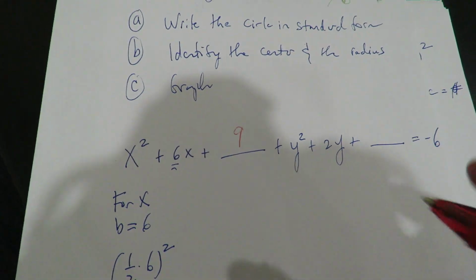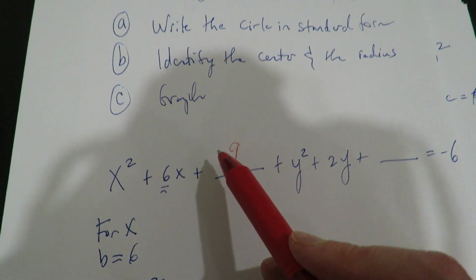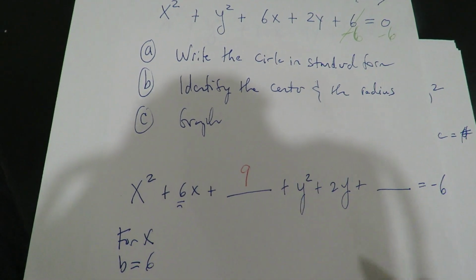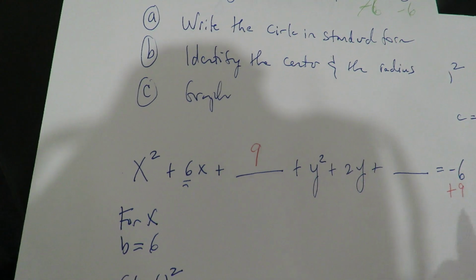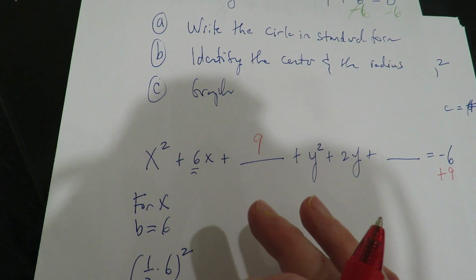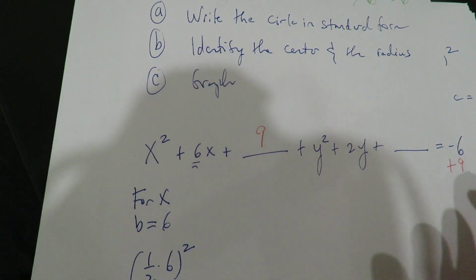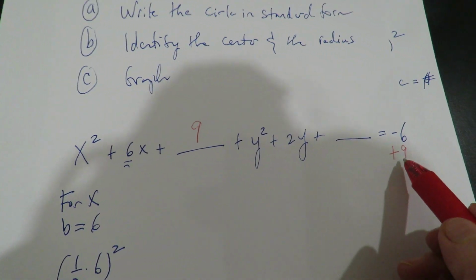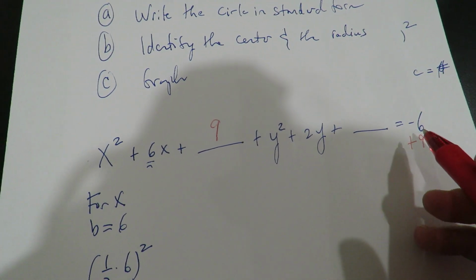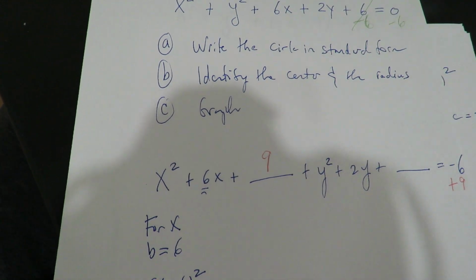Now this is where it gets a little tricky, because if you add 9 to the left, you also have to add 9 to the right, because it has to stay balanced. You add it on both sides of the equation. Okay, so this is usually what the student will forget to do, is add 9 to both sides. You've got to keep the scales balanced.